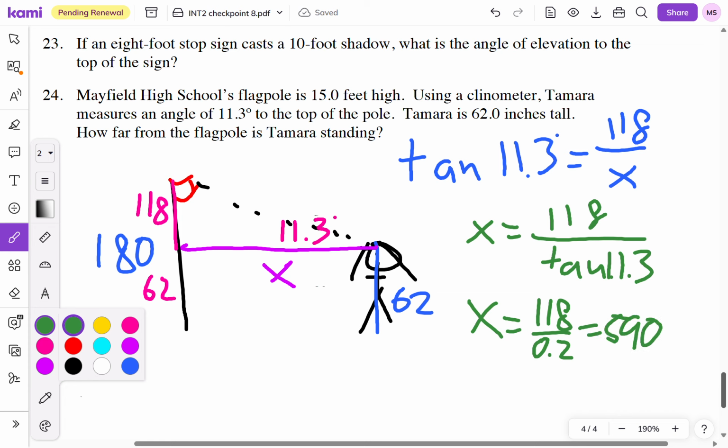They probably want that in feet, so just divide that by 12. And that's 49.16 feet. 49.16 repeating. So 49 feet and 2 inches away.